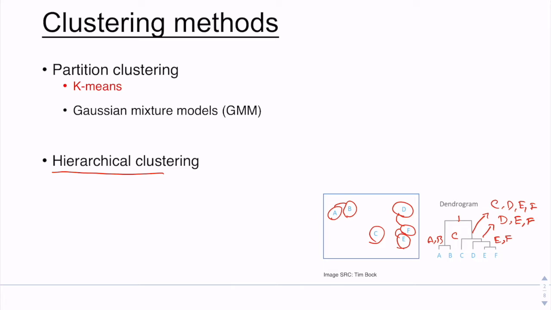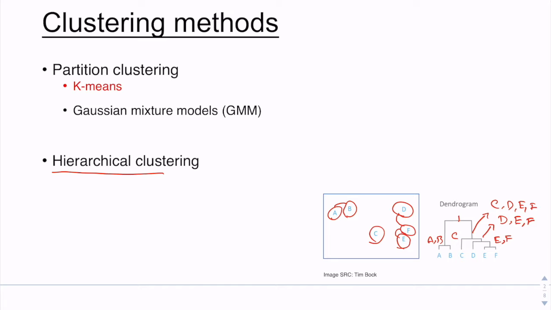But in practice, for big data, we usually don't use hierarchical clustering because it's very complicated, and also visually it's very hard to find clusters in data. When you have data of more than like 50,000 samples, hierarchical clustering might not be a good method to go. But today's focus is on partition clustering, and partition clustering has two different methods.